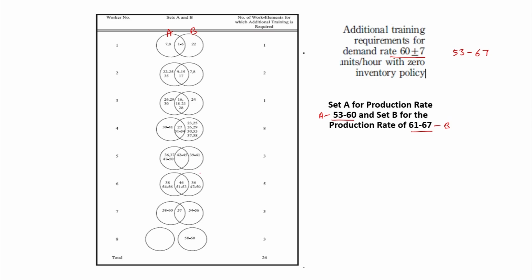In that way we determined with the help of the Venn diagram how the elements in the common area will always remain at workstation number 1. There is no change in their location for both sets A and B, that is the common area, the union area of set A and set B. So, we are finding that if we have to operate within a production range of 53 to 67, 26 work elements need to be given additional multi-skill training.